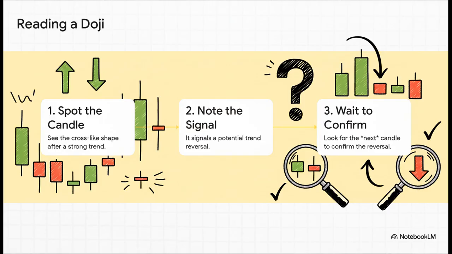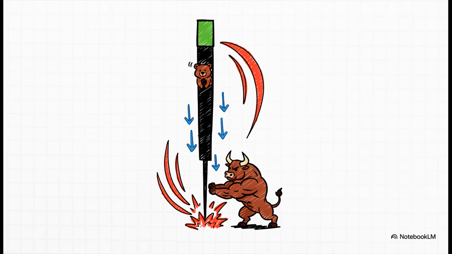When you see a doji pop up after a strong trend, either up or down, it's like a little warning sign that the trend might be running out of gas. But, and this is a big but, the doji itself isn't a signal to act. You always have to wait and see what the next candle does. That next candle is the confirmation. It's what tells you which way the story might go next. Let's move on to our next pattern and see how these stories build.